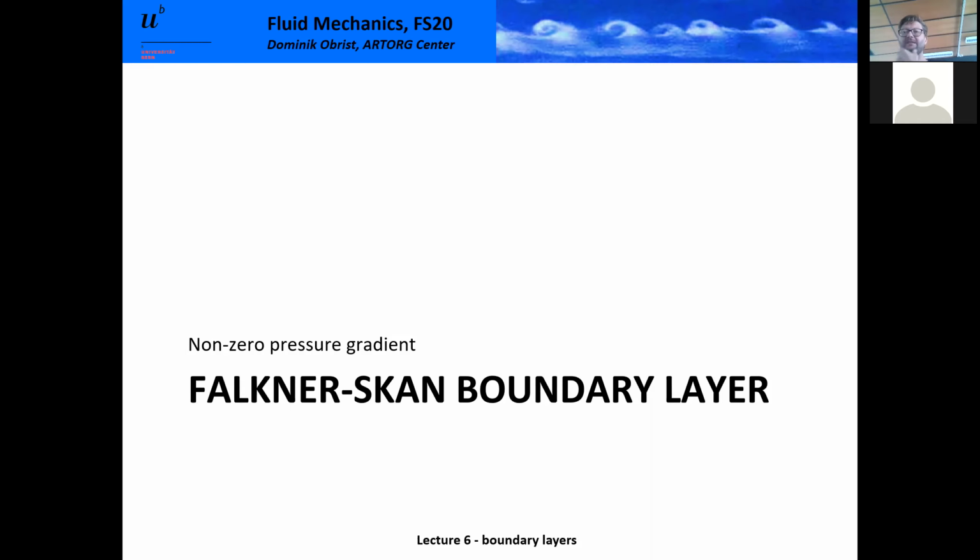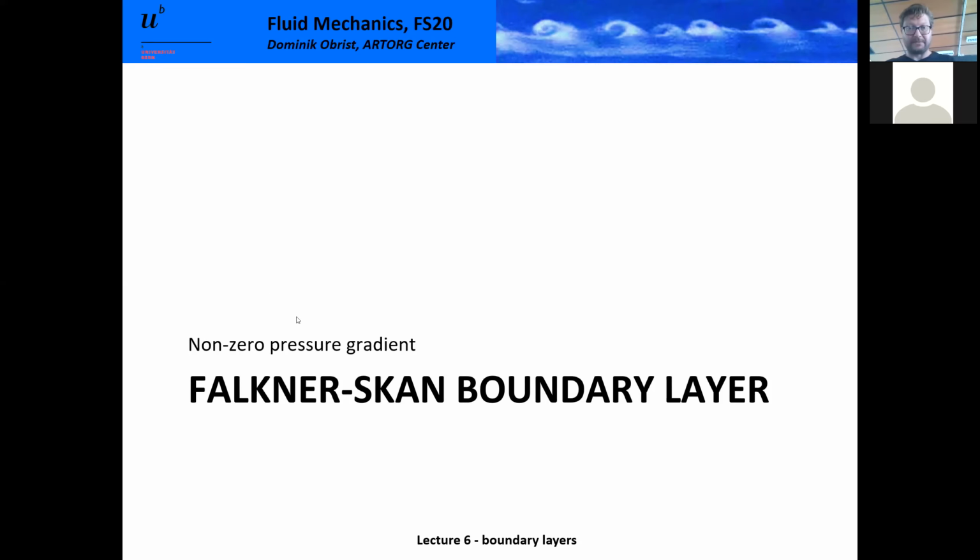So there was a need to extend the basic Blasius boundary layer theory from zero pressure gradient boundary layers to non-zero pressure gradient boundary layers. And this is work which was due to Falkner and Skan, so these are two names, and that's why it's called the Falkner-Skan boundary layer. Or actually, as we will see in a minute, the family of Falkner-Skan boundary layers.